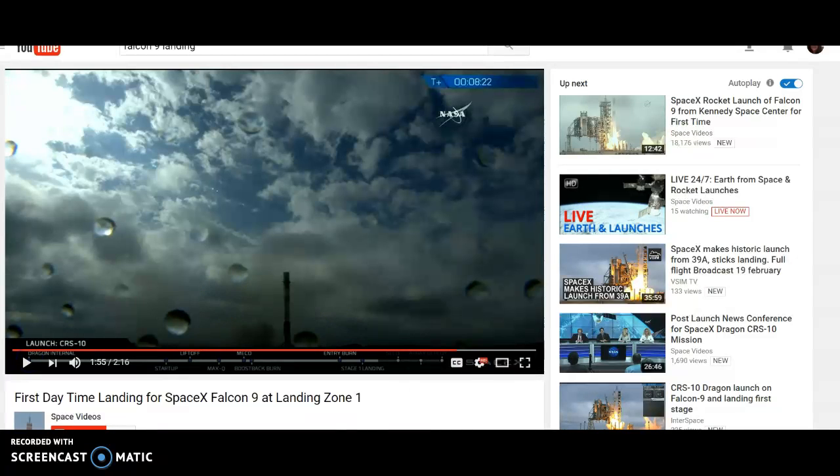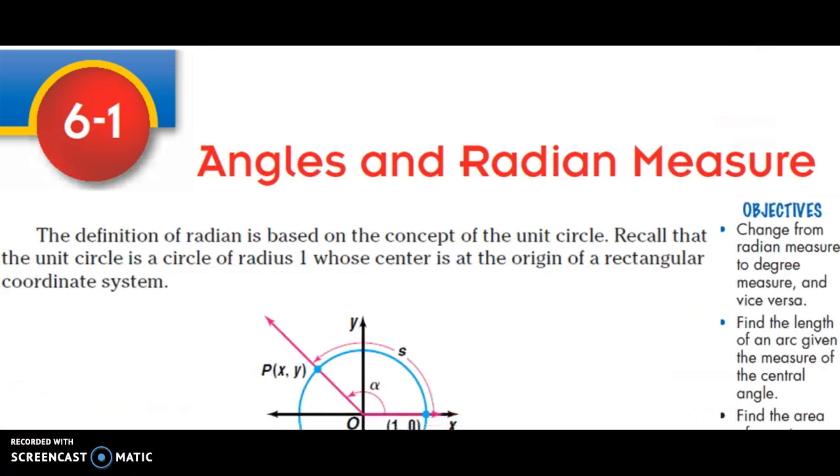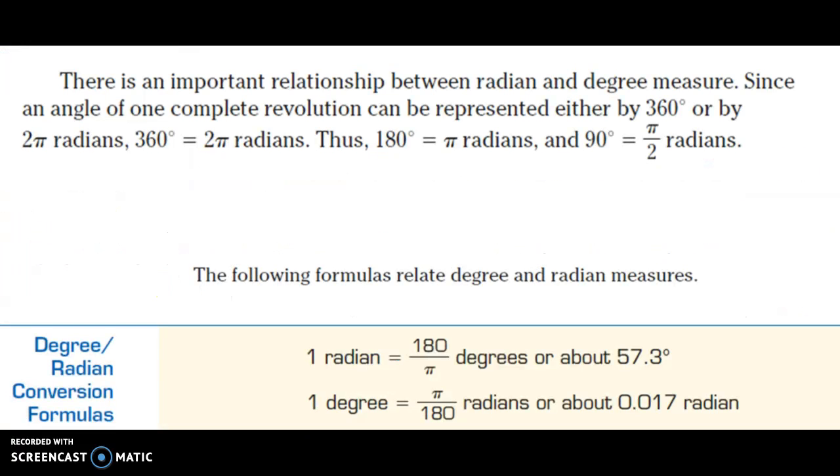Okay, so back to what we were doing. We were talking about angles and radian measures. We're going to go back to the unit circle and talk about how 360 degrees is equal to 2 pi radians. All right, if you really wanted to know the degree of a radian, it is about 57.3 degrees. But I'm going to show you some ways to do this. These are formulas for this, and I'm going to show you how to calculate that.